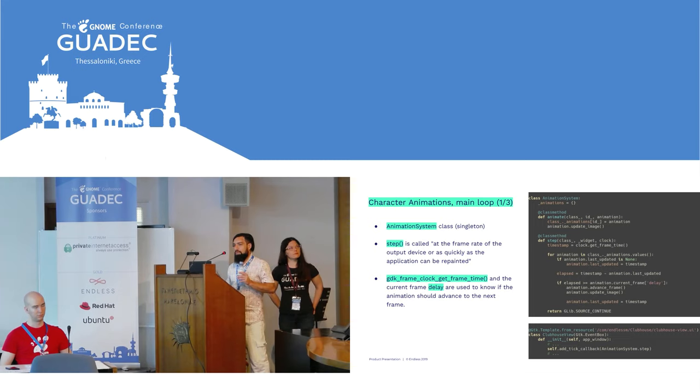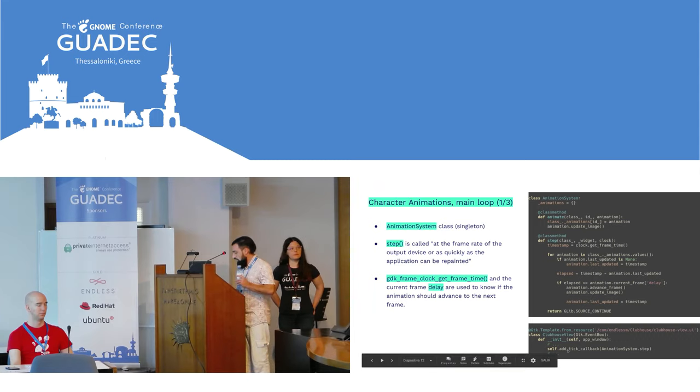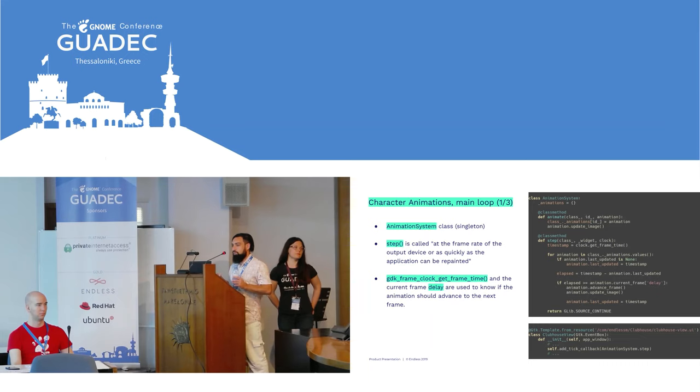So this is the main loop of the animation in GTK. Like in game engines or in web, you can synchronize a method with the frame rate of the output device. In order to do that, you can see here the step method of the animation system class is connected in the application with the add tick callback that every widget has. And that step method will be called every time the screen needs to be refreshed.